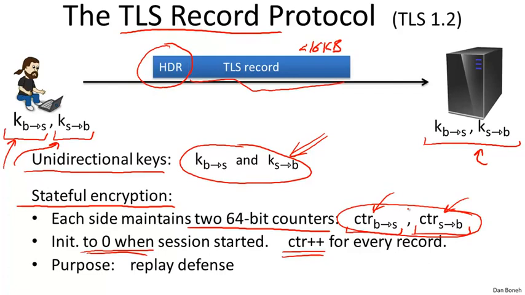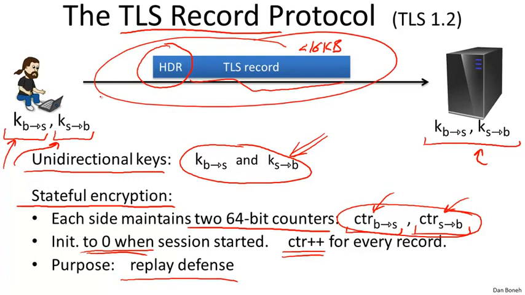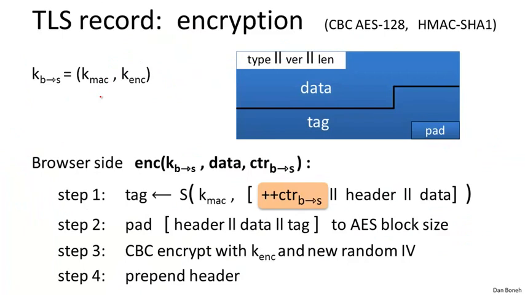Now the purpose of these counters, as we'll see in just a minute, is to prevent replay attacks, so that an attacker can't simply record a record and then replay it at a later time, because by then the counters would have been incremented. Okay, so let's look at the details of how the record protocol works. In particular, I'll show you the mandatory cipher suite, which is encryption using AES-CBC and MACing using HMAC SHA-1. Remember, TLS uses MAC then encrypt, where the MAC algorithm is HMAC SHA-1 and the encryption algorithm is AES-128 in CBC mode.